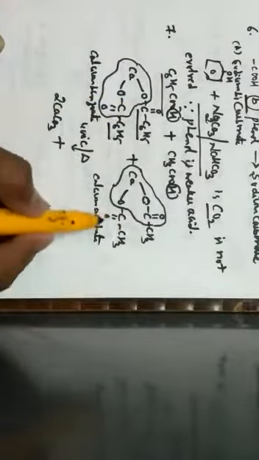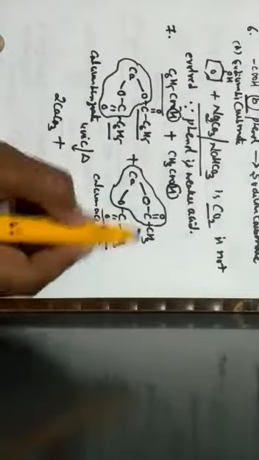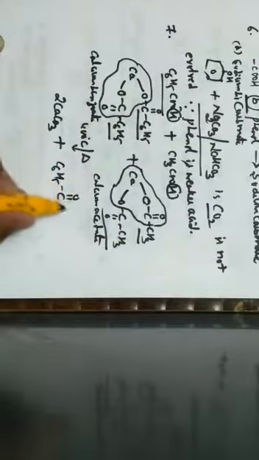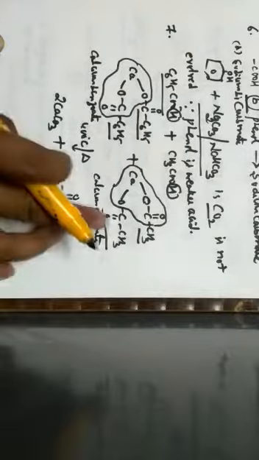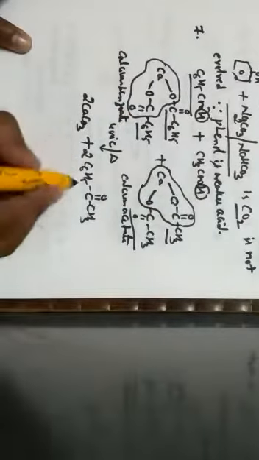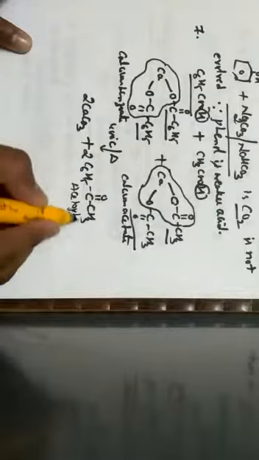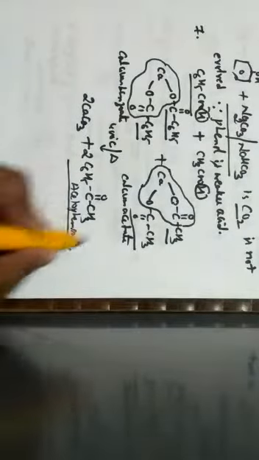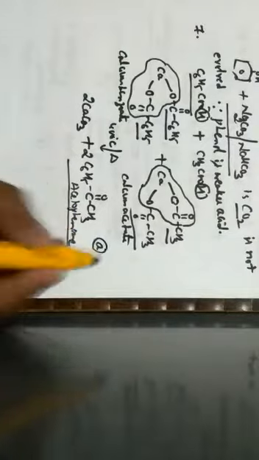What is left here? C6H5, C double bond O, and C6H5. Here C double bond O, CH3 and CH3. This C6H5 C double bond O binds with CH3, that is C6H5COCH3. This also, CH3 C double bond O with C6H5. Hence 2 moles of C6H5COCH3 is obtained, which is nothing but acetophenone. Hence, the correct answer for the question is acetophenone, which is given by option A.